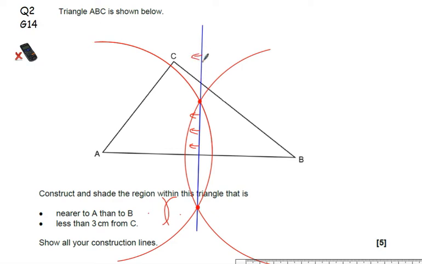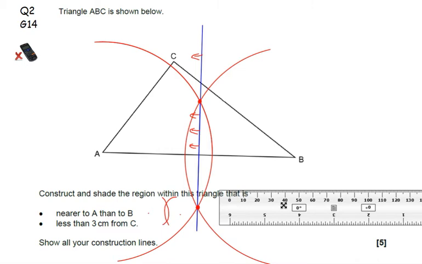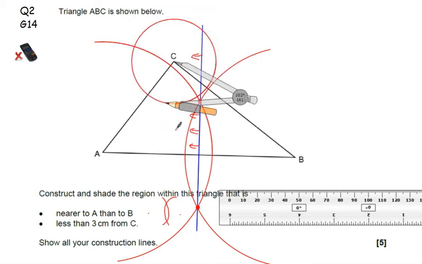Less than 3 centimeters from C, so there's no scales here, so it's just 3 centimeters. Put it on C and draw that circle. So less is inside and it's on the left of that line, so it's only a small piece. Yours may look different. There is that answer.